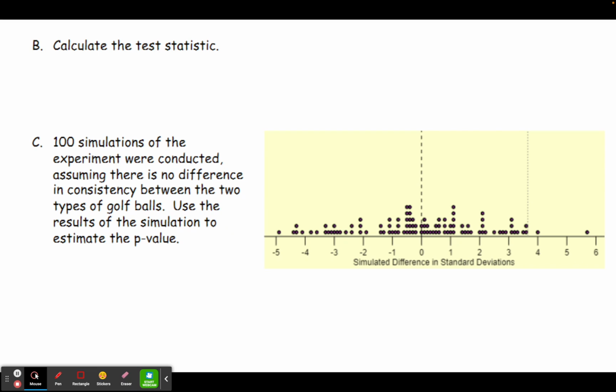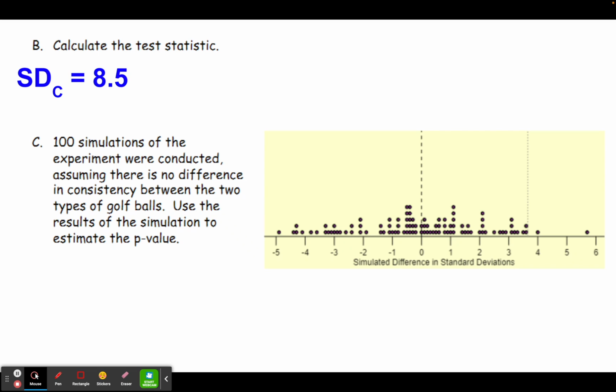Now we're going to calculate the test statistic. So the way that we're going to do that is go back to the data that was presented at the beginning of the notes. And what I would do is I would put the cheap golf balls into list number 1 and the expensive golf balls into list number 2, and then do the one variable stats calculation on your graphing calculator to come up with the standard deviations.